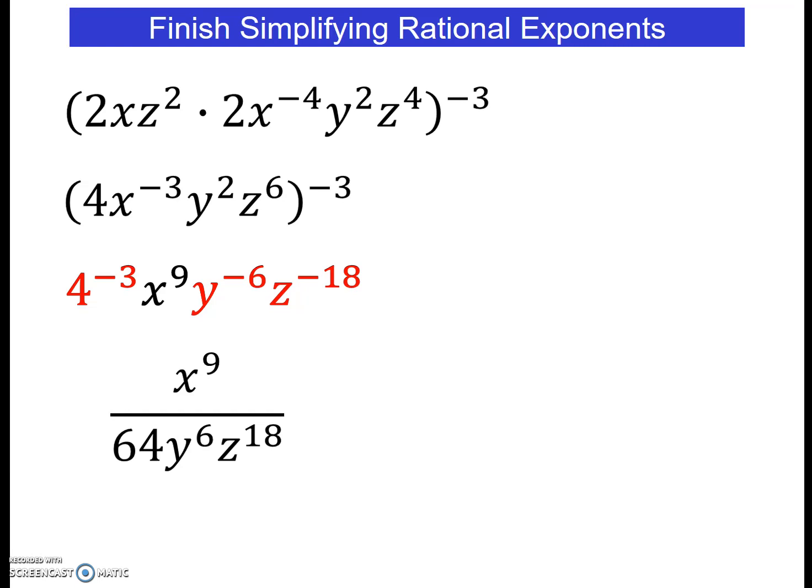So up top, I end up with the x to the 9th because it wasn't negative. And on the bottom, 64, y to the 6th, z to the 18th.